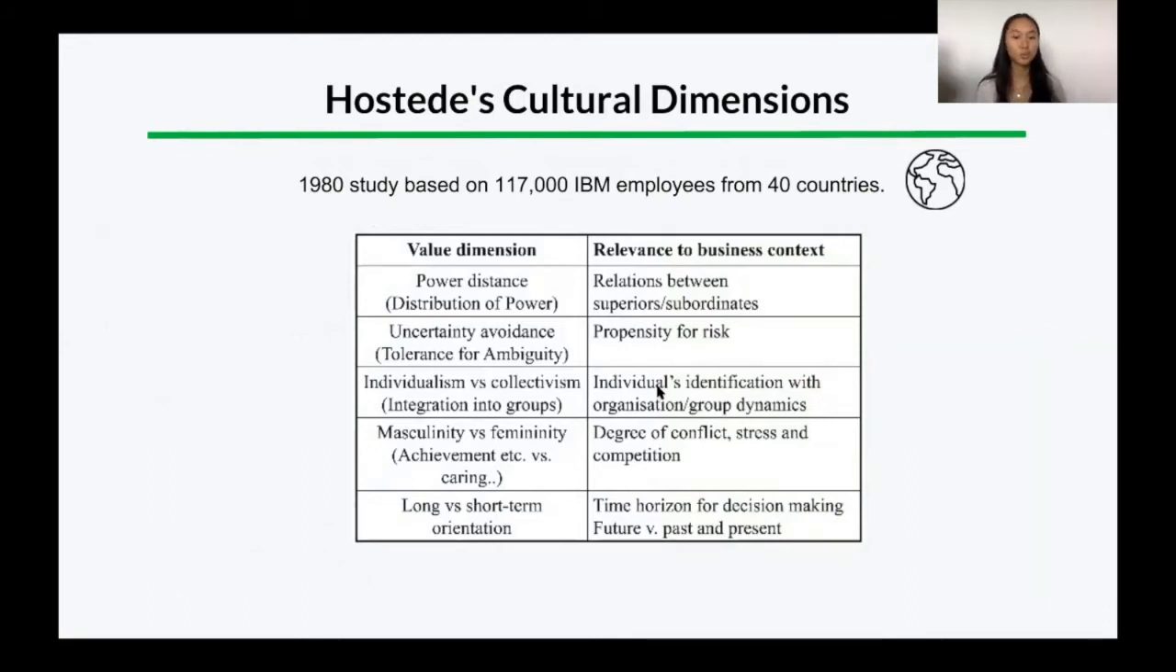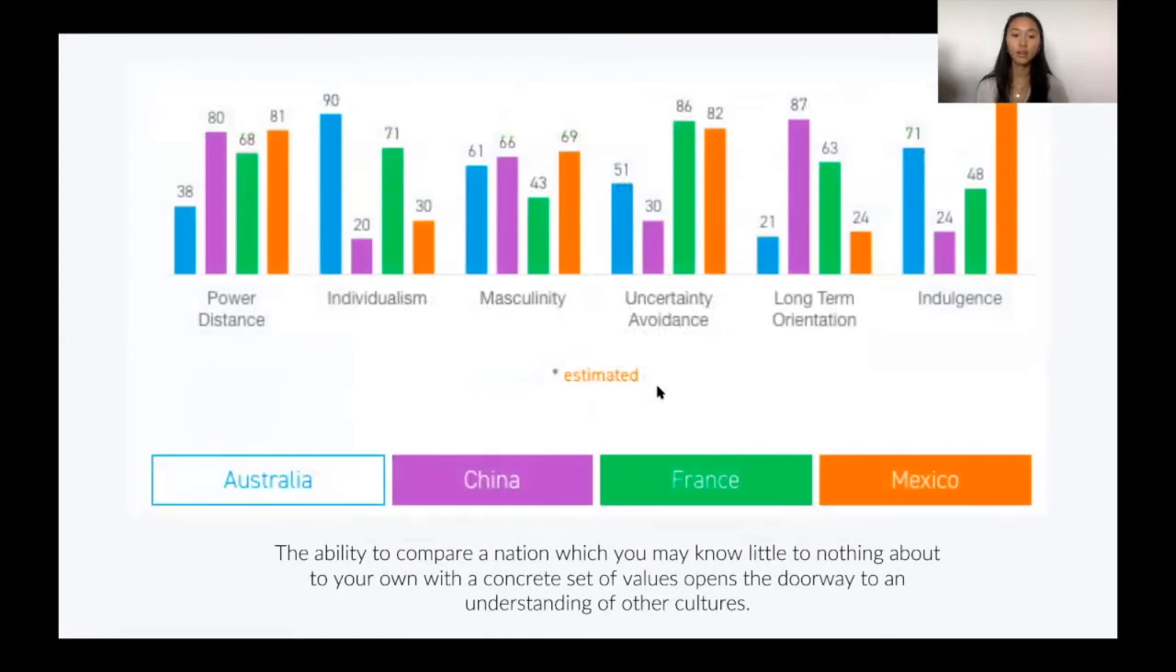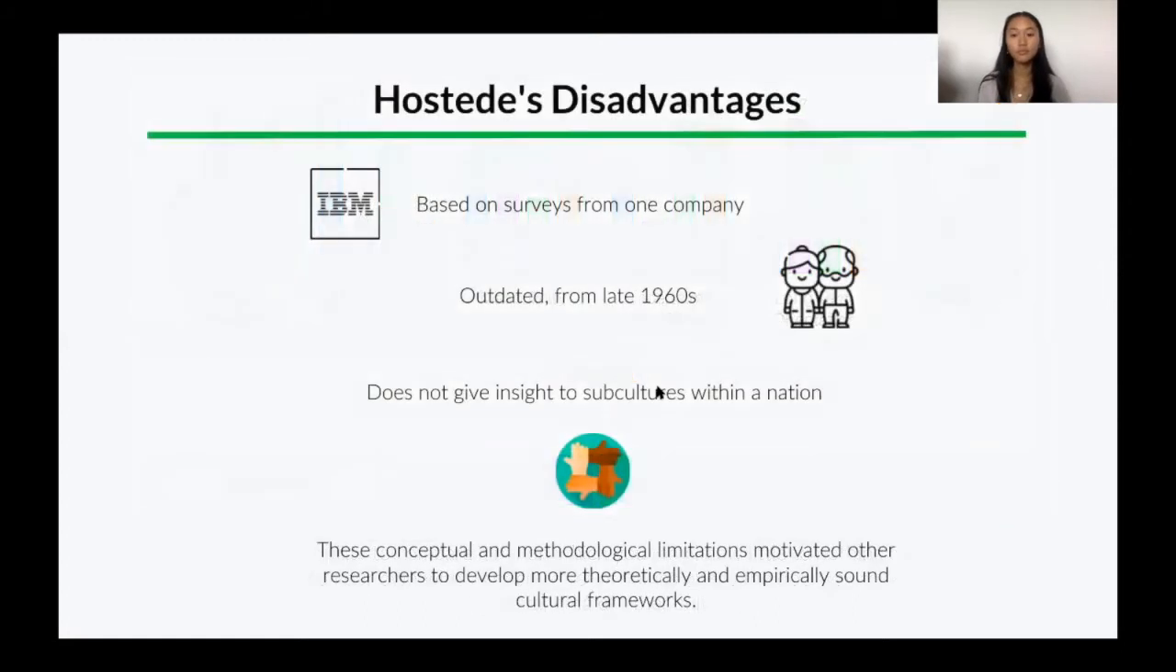Subsequently, in collaboration with Bond and a group of Asian scholars, a 5th dimension, long-term orientation, was added to the framework. As detailed in last week's lecture, these are the definitions of Hofstede's dimensions. So through analysis of these 5 dimensions, it provides a helpful way of comparing and contrasting different nations' cultures. The ability to compare a nation which you may know little to nothing about to your own with a concrete set of values opens the doorway to an understanding of other cultures.